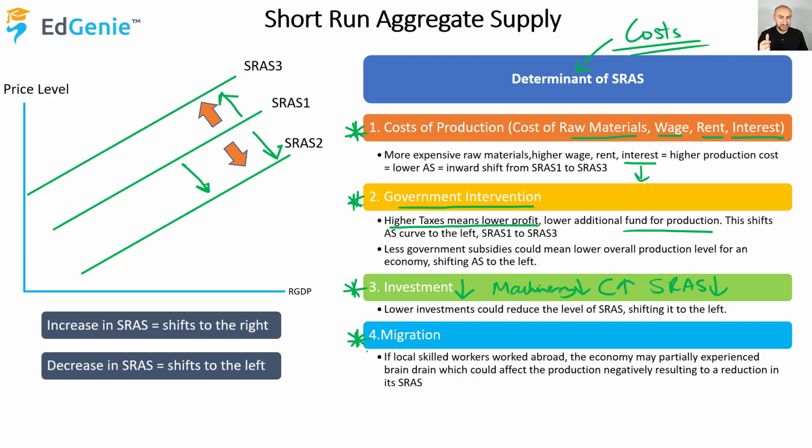Migration: how does this impact costs in the short run? If local skilled migrants work abroad, the economy may partially experience a brain drain, which could affect production negatively, resulting in a reduction in the SRAS. Imagine you've got a lot of emigration, with a lot of individuals leaving. Let's say a lot of your doctors are leaving to work in another country. You're potentially going to have a shortage of workers, which means excess demand. In the short run especially, you'll try to find loads of potential employees from other countries and entice them to come and work for you.